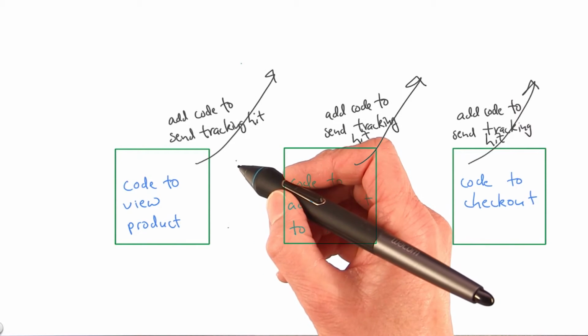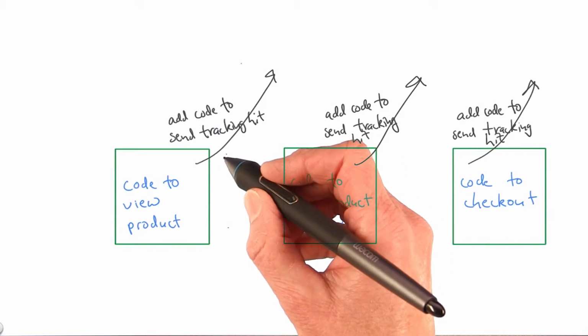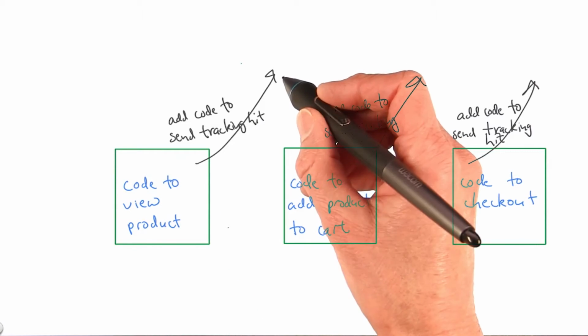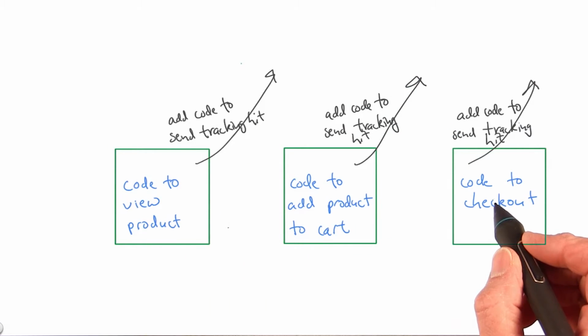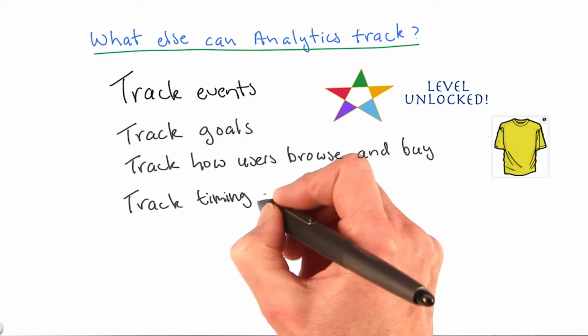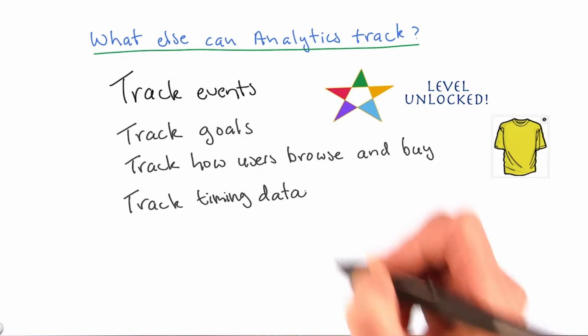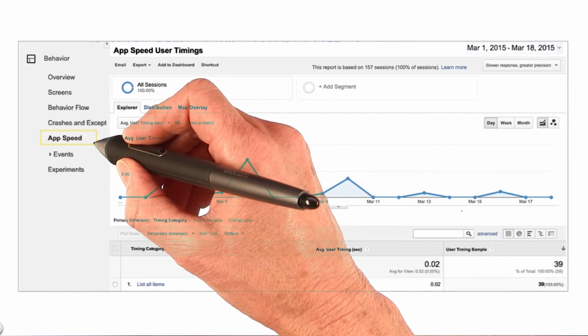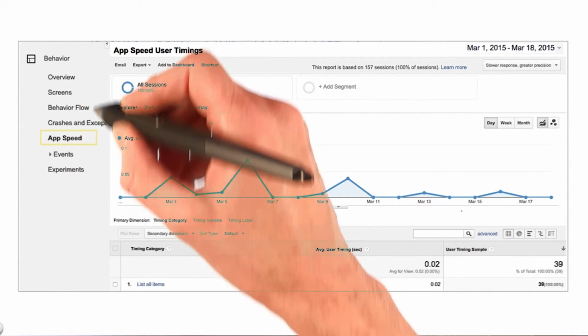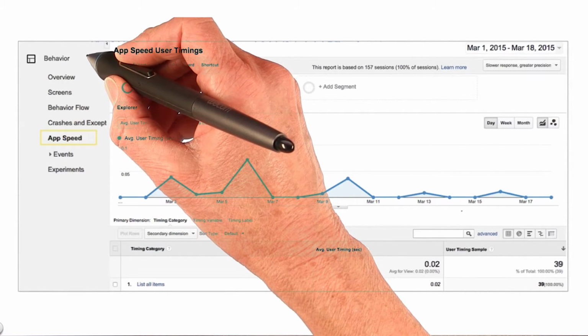And then to get the analytics data, you need to add code to send a hit to analytics at each stage of the process. You can also track how long it takes for things to happen in your app. You need to write the code to time the task that needs to be timed, and then you add the code to send a hit to analytics to report the timing data. And you see the timing info in the app speed page in the behavior section in the dashboard.